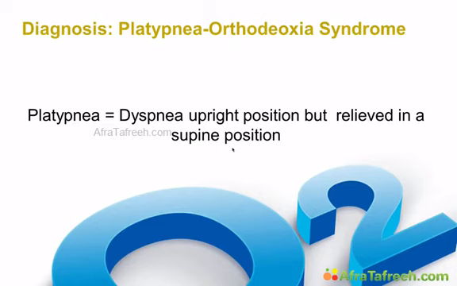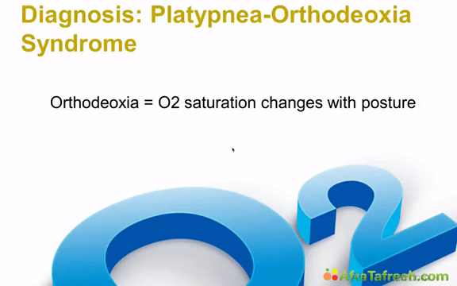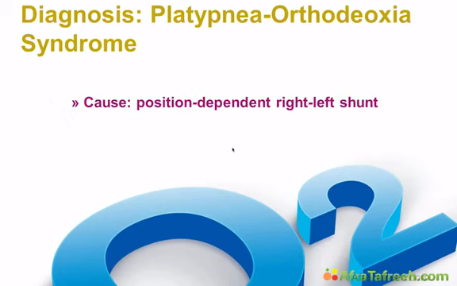Here, platypnea-orthodeoxia syndrome. Platypnea means that the dyspnea is stronger in an upright position and relieved in a supine position, while orthodeoxia just simply means that he's undersaturated. This is a disease which is fairly uncommon, but something that you should be aware of, especially if you have a patient who has those kind of symptoms.